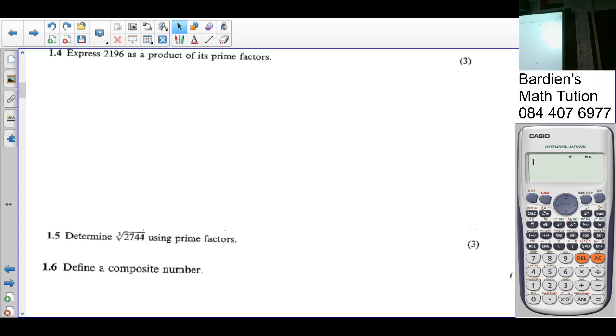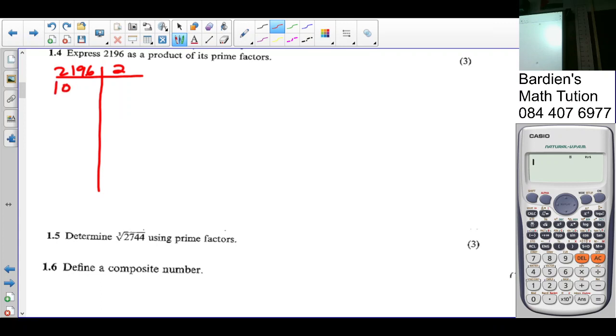In the next question, they are asked to express 2,196 as a product of its prime factors. The smallest prime number, 2, goes into 2196: 1,098. Then 2 goes into it: 549. 3 goes: 183. 3 goes: 61. No other prime number? No. Okay.